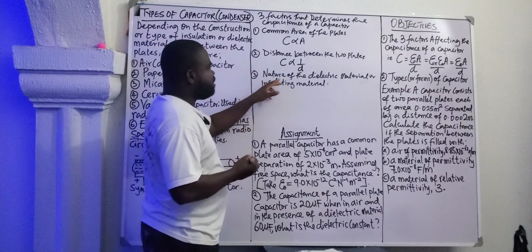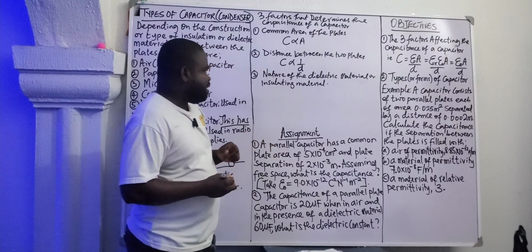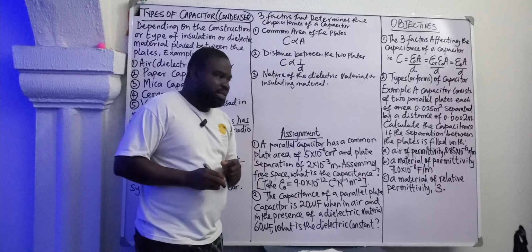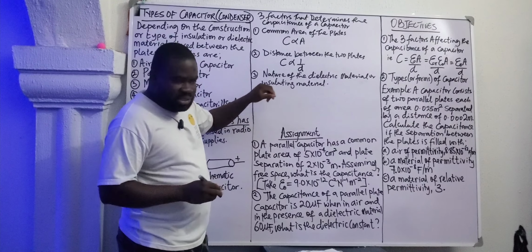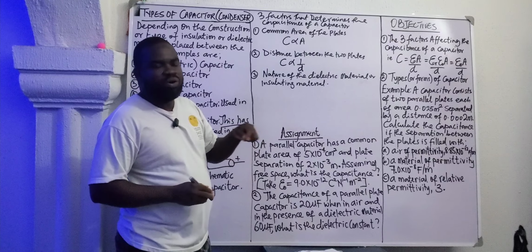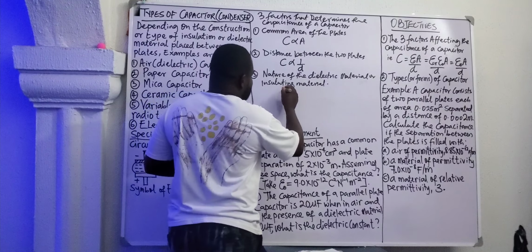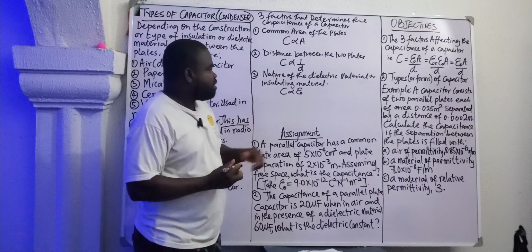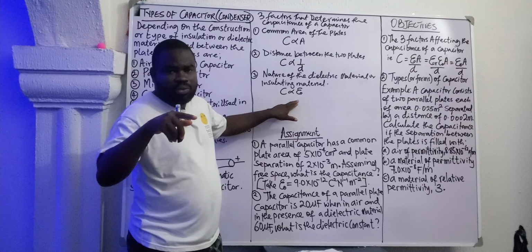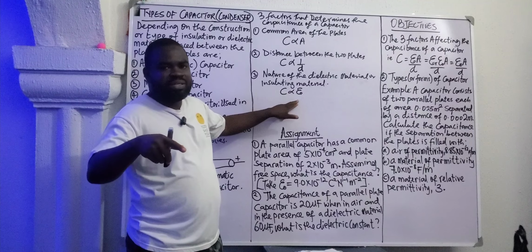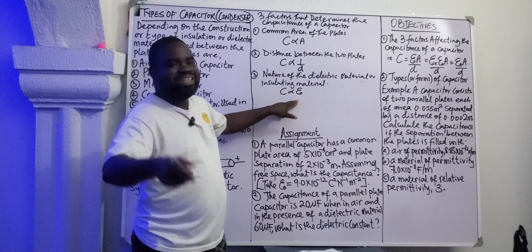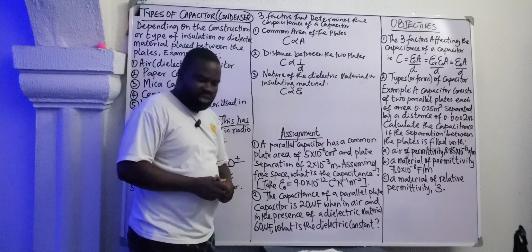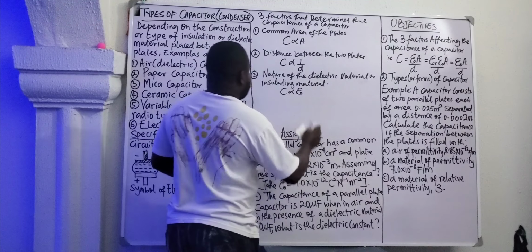Then, as for the nature of the dielectric material or insulating material placed between the plates, we say that this is denoted using the permittivity of the material. And I've said previously that the purpose of the dielectric is to increase the capacitance of the capacitor. So which means it has a direct effect on the capacitance of the capacitor.